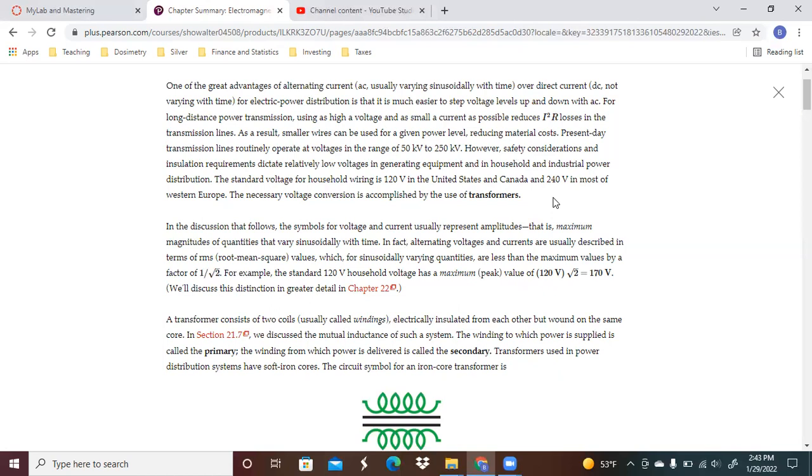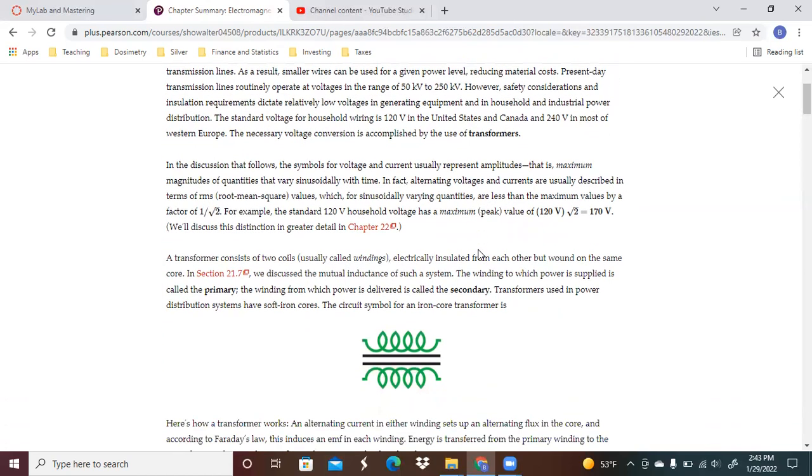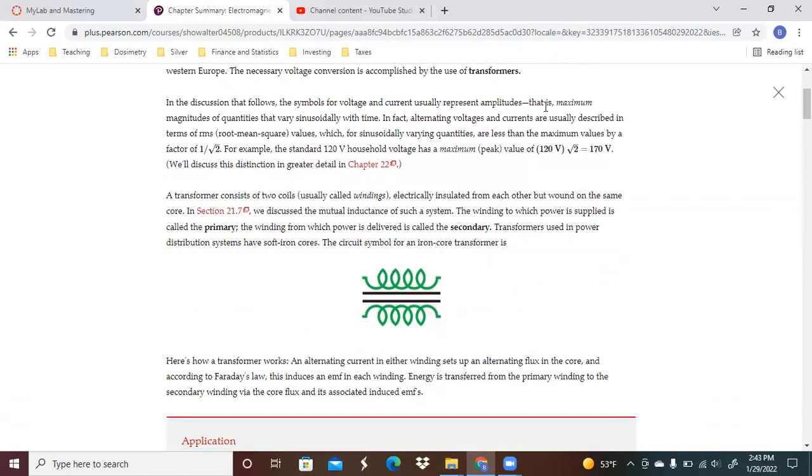In the discussion that follows, the symbols for voltage and current usually represent amplitudes, in other words, maximum amplitudes of quantities that vary sinusoidally with time. In fact, alternating voltages and currents are usually described in terms of root mean square values. For sinusoidally varying quantities, these are less than the maximum values by a factor of 1 over the square root of 2. So for example, the standard 120 volt household voltage has a maximum or peak value of 170 volts.